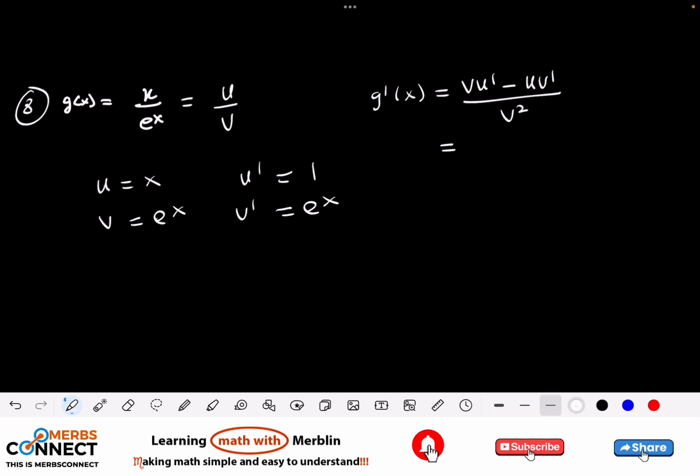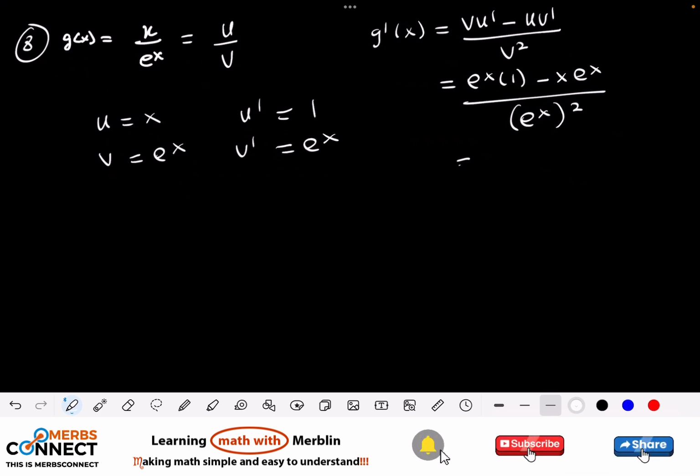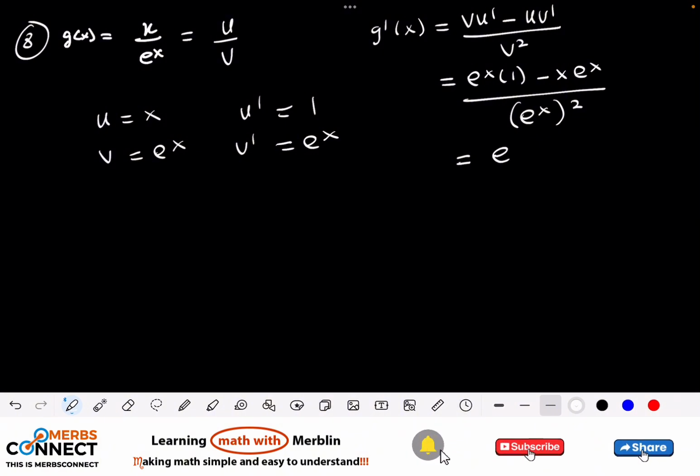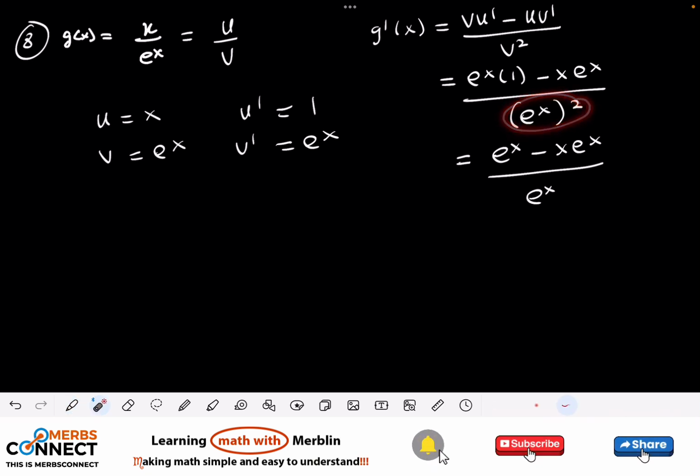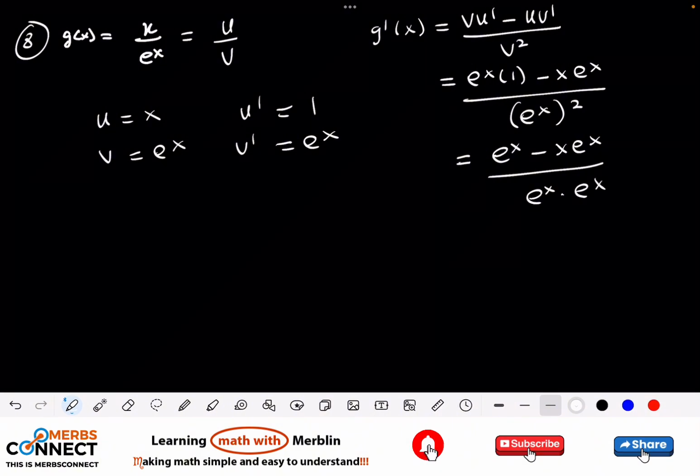So this is going to give us v is e to the power x. What is u prime? 1 minus what is u? x. What is v prime? e to the power x divided by v squared. So e to the power x all squared. This is equal to e to the power x minus x e to the power x divided by e to the power x. Remember, if I have this one to be squared, I can write that e to the power x times e to the power x.